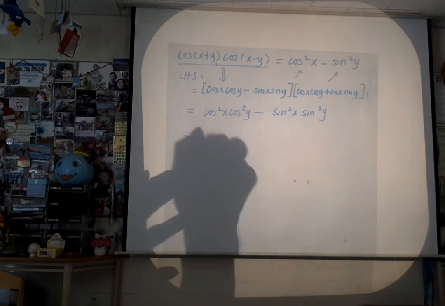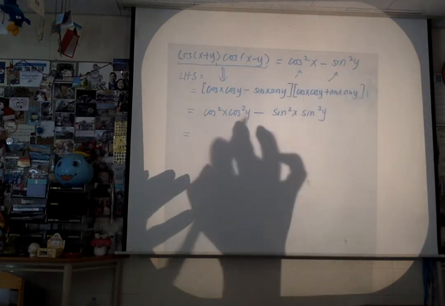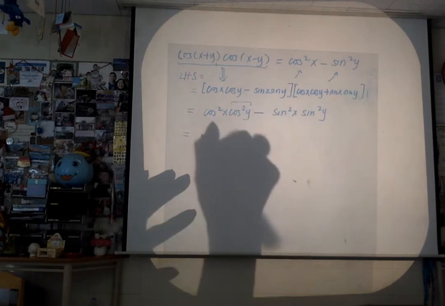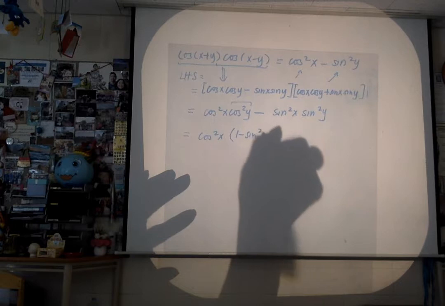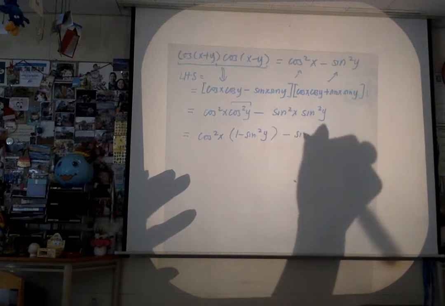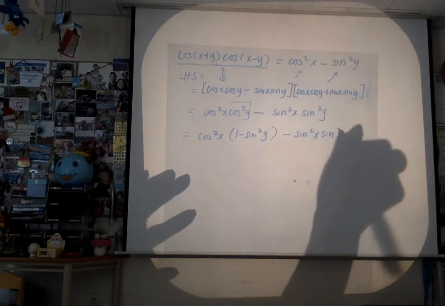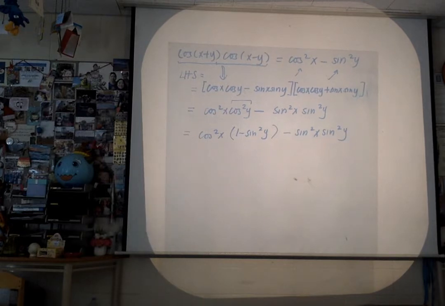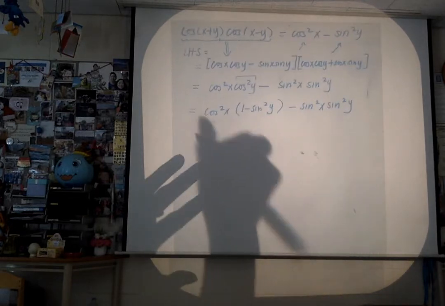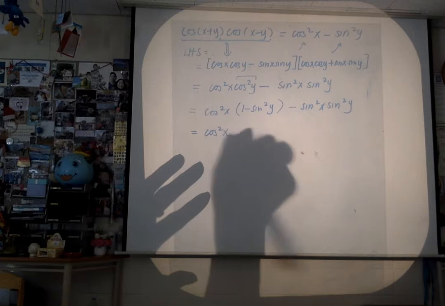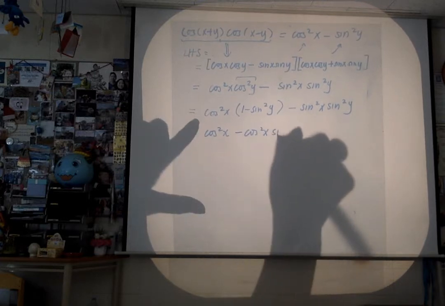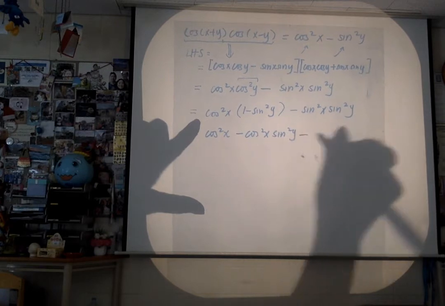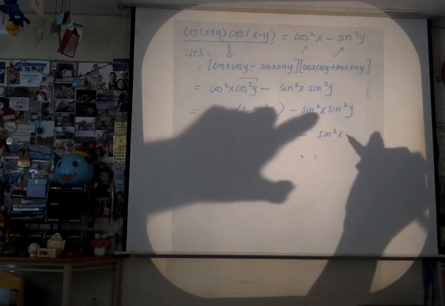I don't have a cosine squared y here, so I want to get rid of that. So I'm going to rewrite this as 1 minus sine squared y, minus sine squared x sine squared y. Now I'm going to distribute. When I distribute, I get cosine squared x, minus cosine squared x sine squared y, minus what you see on this side.